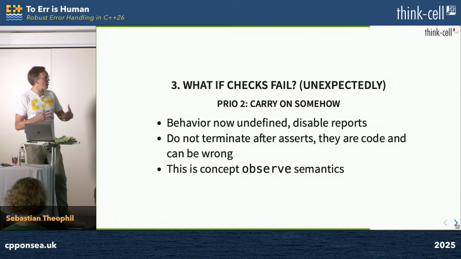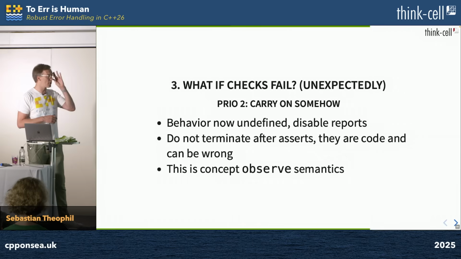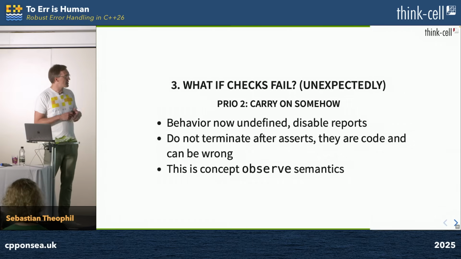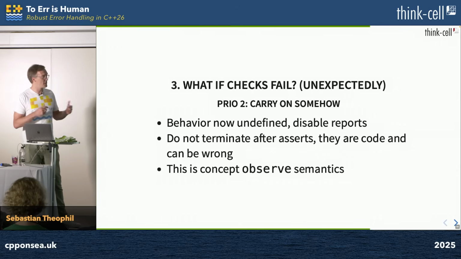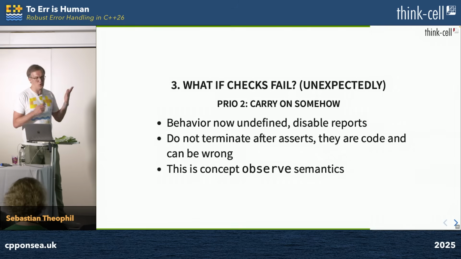So semantically, after a critical error, the behavior is now undefined. So we will disable any further error reports. We don't care about those anymore. Anything can happen. But we don't terminate, as I've said before, because after asserts, because they are code and can be wrong. And we want to make sure that developers write a lot of asserts. And if developers are afraid that the assert will cause an error message to pop up on the client's machine and 1 million customers call, he won't write asserts. So asserts by default are silent. They don't do anything, at least nothing perceivable for the user. So this is close to the observed semantics for the new contracts proposal.